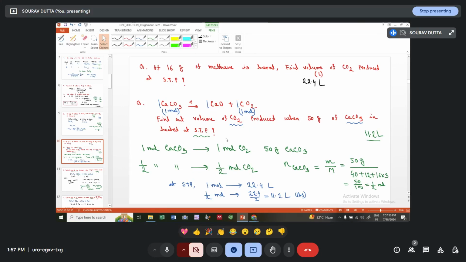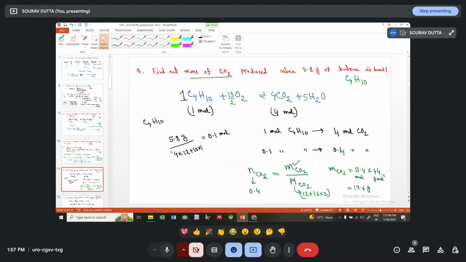Now this occurs at STP, and you have to calculate the volume. You know that at STP, 1 mole of any gas has a corresponding volume of 22.4 liter. So half mole corresponding volume is 22.4 divided by 2, so 11.2 liter. Your answer will be 11.2 liter.